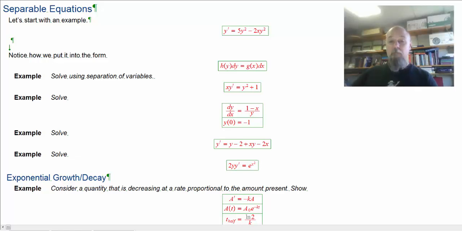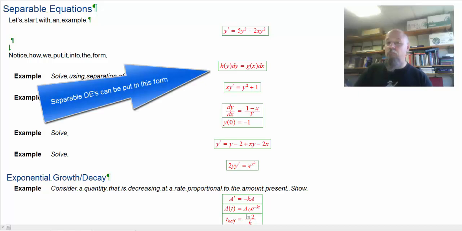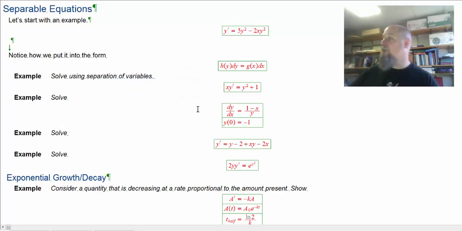Separable equations. Separable equations are equations that can be put in the form y prime is equal to some function of x times some function of y. So let's start with an example and we'll see what we're talking about.